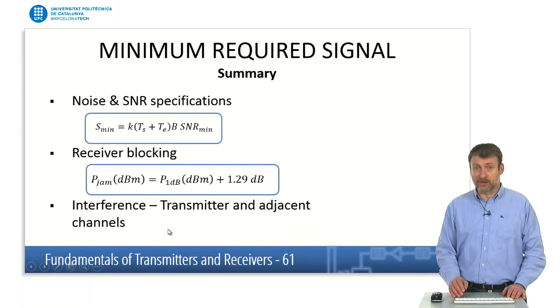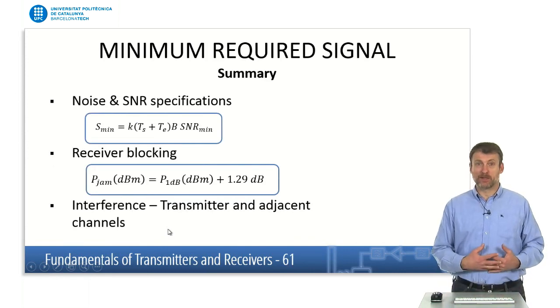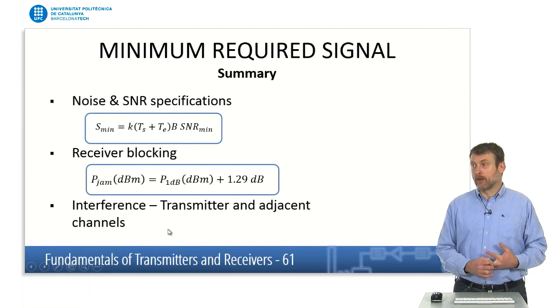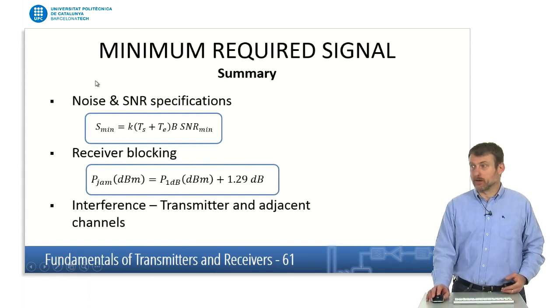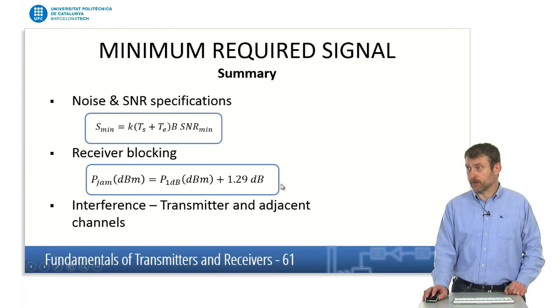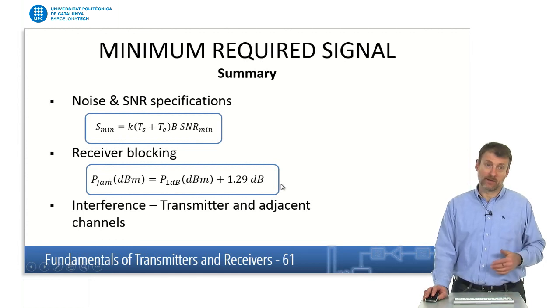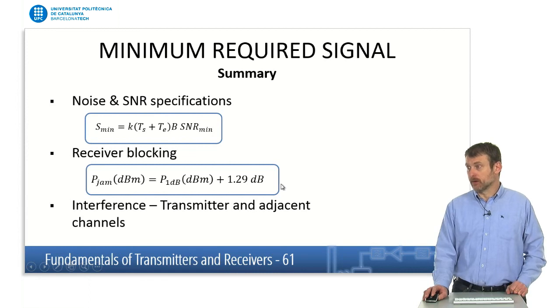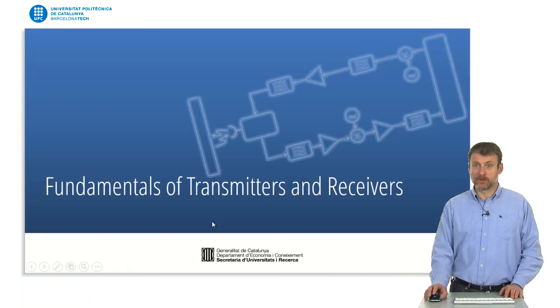So, in summary, the minimum signal can be set by many aspects. The most fundamental one is noise, in that we have to achieve a given signal-to-noise ratio, but there are also other aspects that can affect that requirement. One is to overcome interference and the receiver blocking effect, and also to overcome the interference caused by the transmitter and by adjacent channels to our system. And that concludes this section of the lecture.